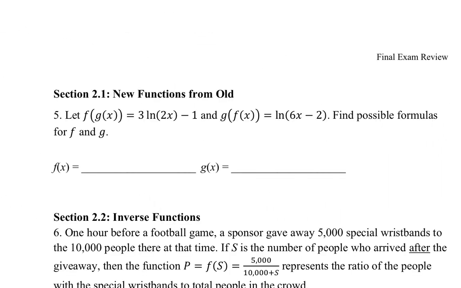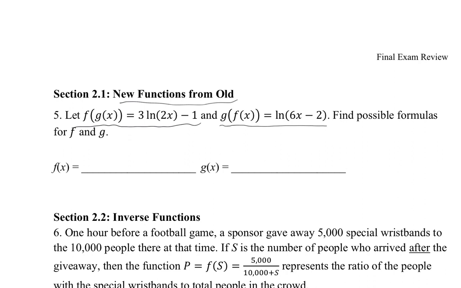Awesome. Okay, now on to section 2.1. We're looking at getting new functions from old ones. We're given that f of g of x is 3 natural log of 2x minus 1, and g of f of x is natural log of 6x minus 2.